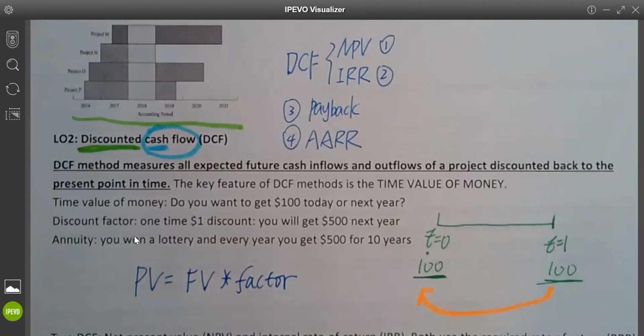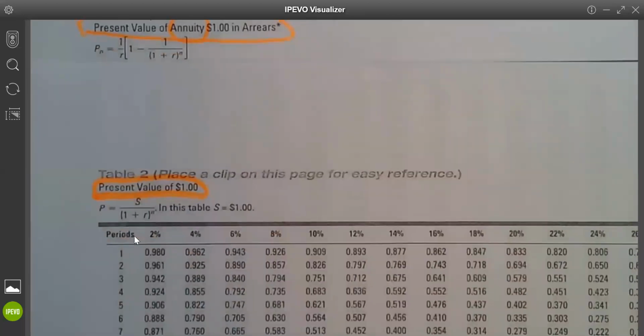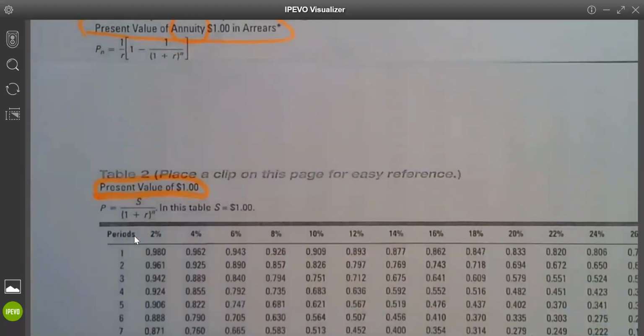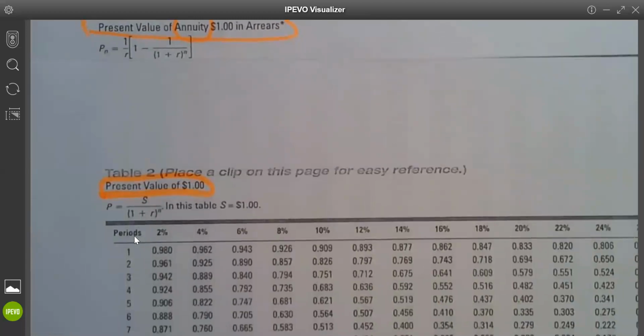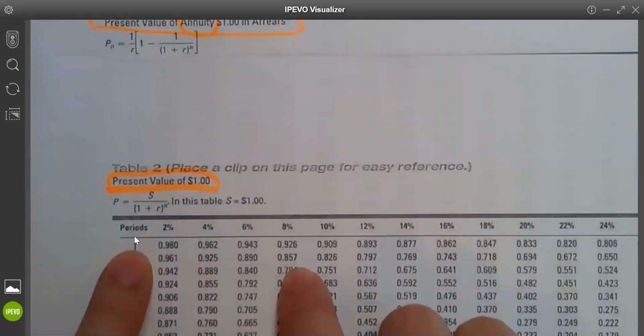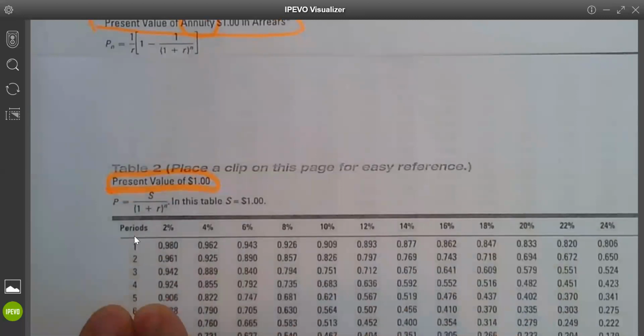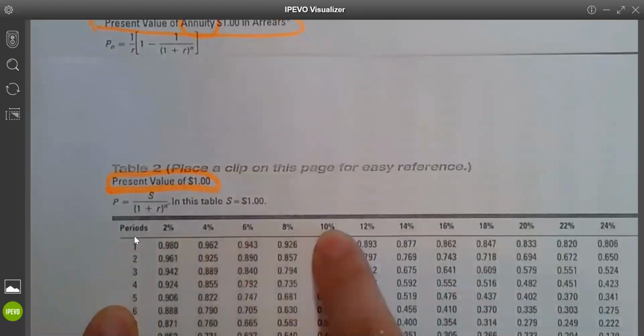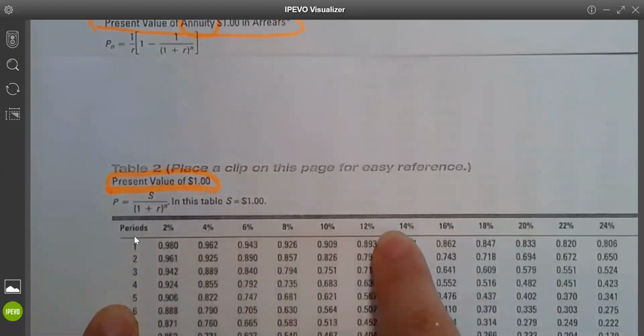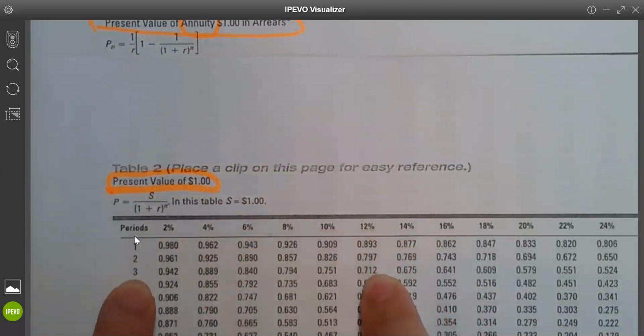Okay, so how do we get the numbers? I'll show you some specific questions, but you have the period, it's 1 year, 2 years, 3 years, and then you also have the discount rate. You use the period and the discount rate, and you will get a discount factor.